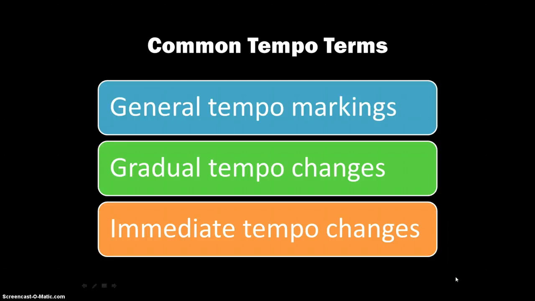This presentation is going to show you some common tempo terms, some really basic information about things that you might come across in your music. We're going to talk about three different things: general tempo markings that you'll usually see at the beginning of a piece of music or at the beginning of a new section of music, gradual tempo changes, and then immediate tempo changes.